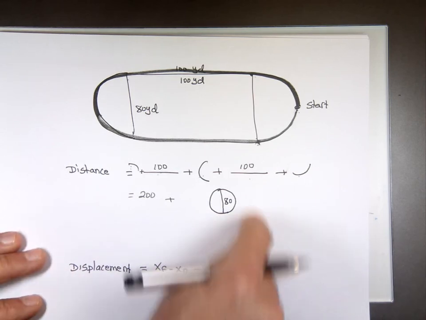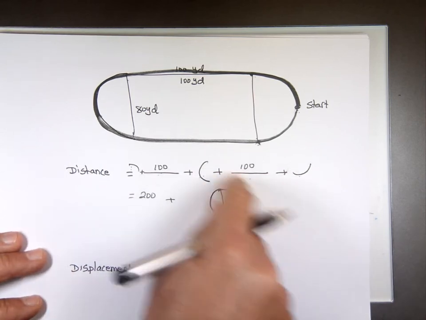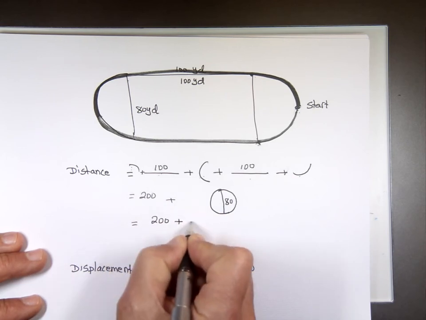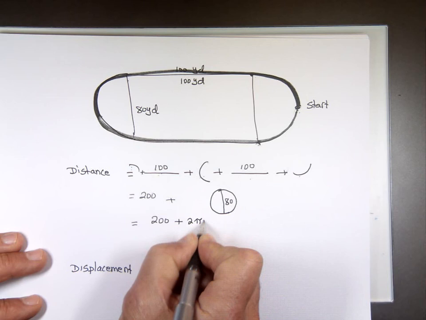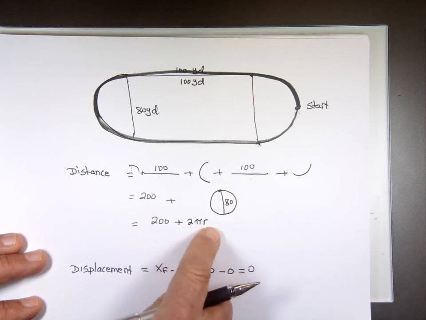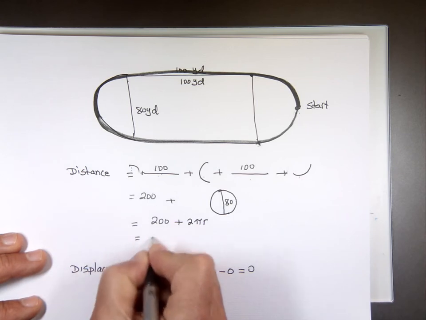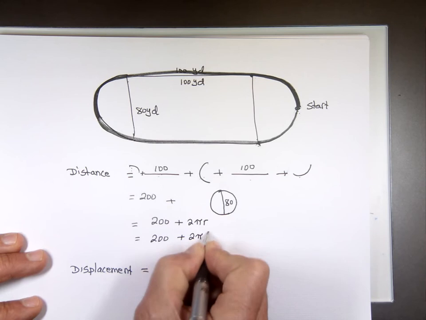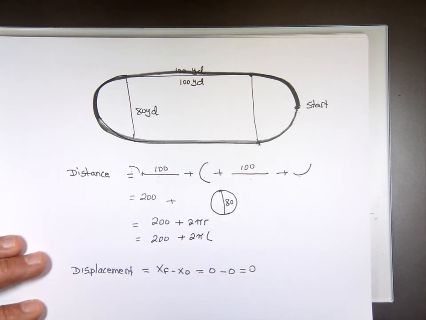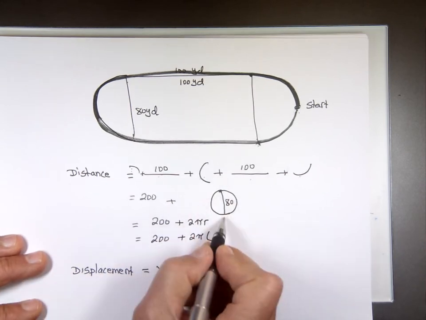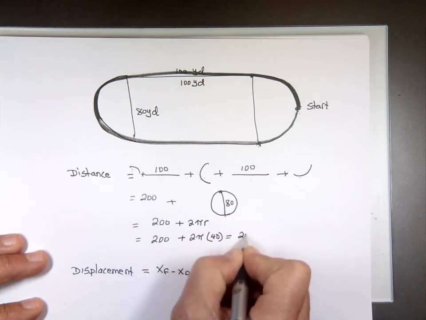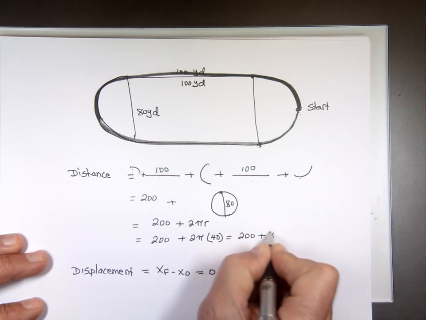What is the distance on the outside called? Circumference. And the equation for the circumference is what? 2 pi r, or 2r is d, that's the diameter. But if you want to use that, it's 200 plus 2 pi, and what's my radius? How about 40? The diameter is 80, right? The radius is 40. So it's equal to what? 200 plus 80 pi.